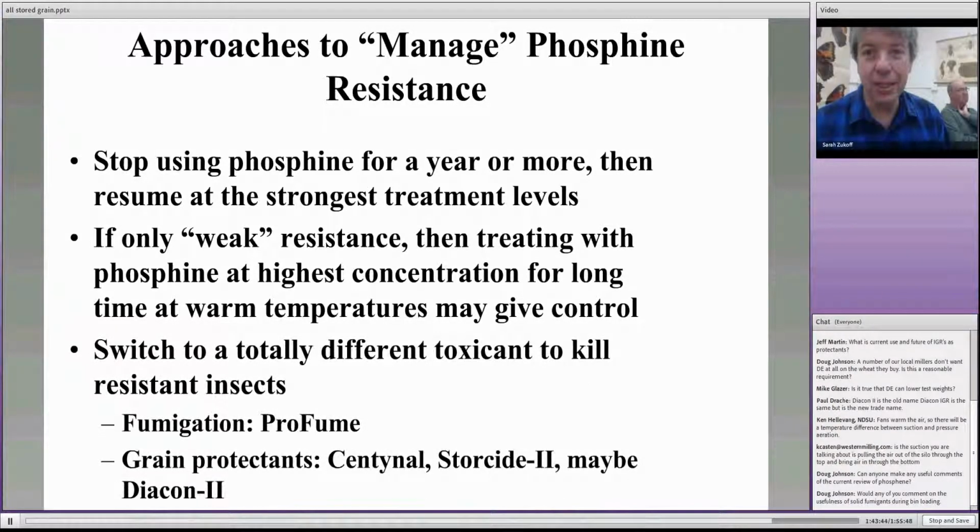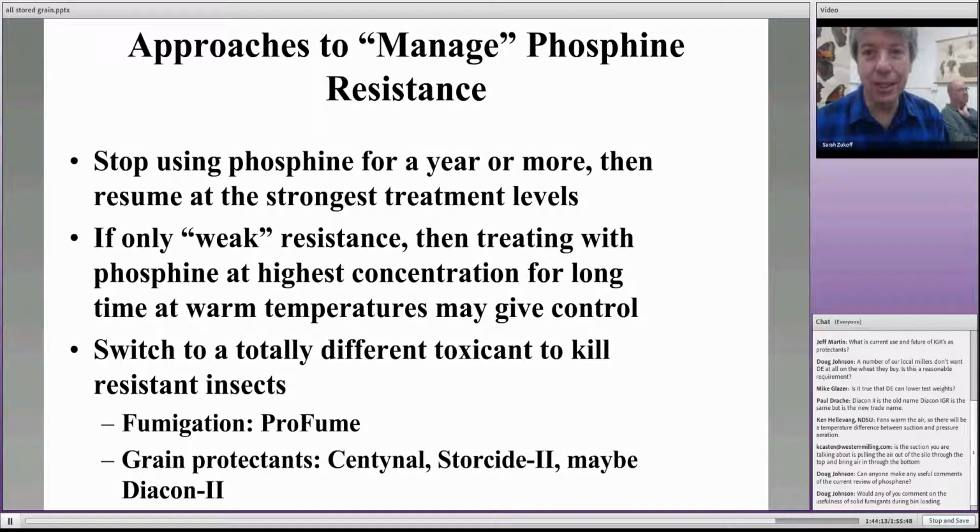But again, what the textbook in pesticide resistance would say is, if you've got resistance to one chemical, switch to another chemical that has a different way of killing insects. And so one of the alternatives we have right now as a fumigant, and it's labeled for use, is ProFume. This is the sulfuryl fluoride molecule. Totally different chemical, totally different mode of action, so we assume. We just don't know enough about mortality under different gases.